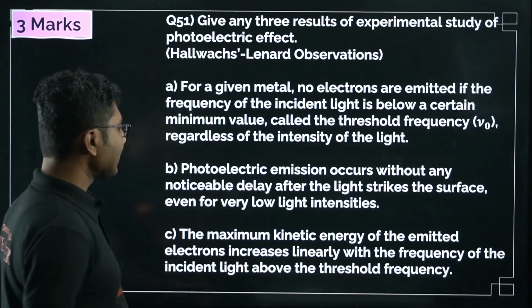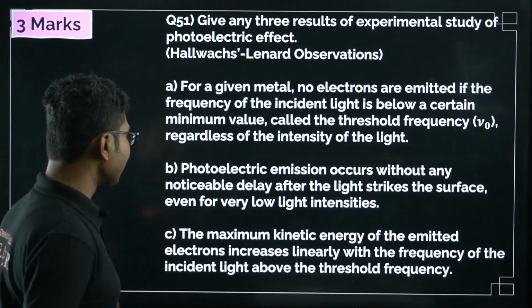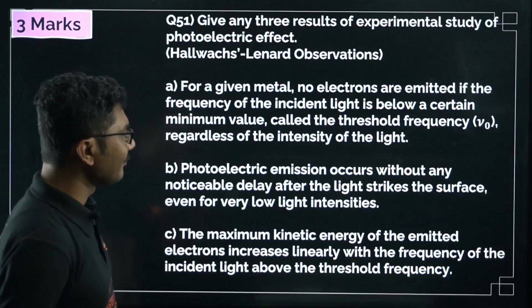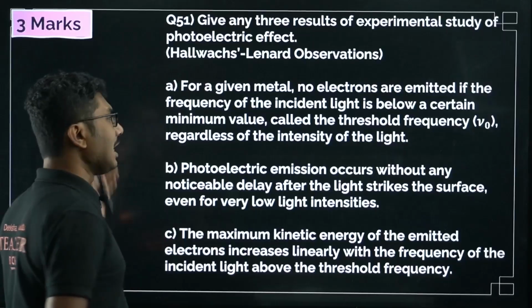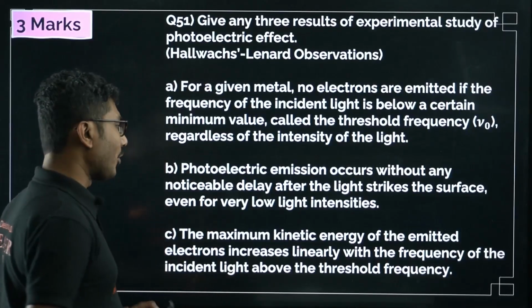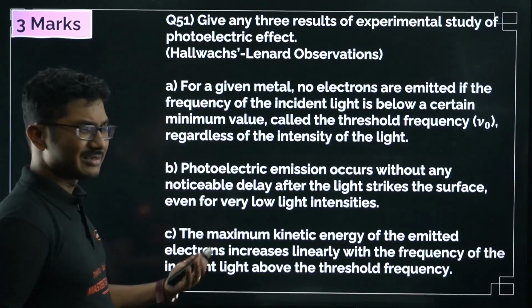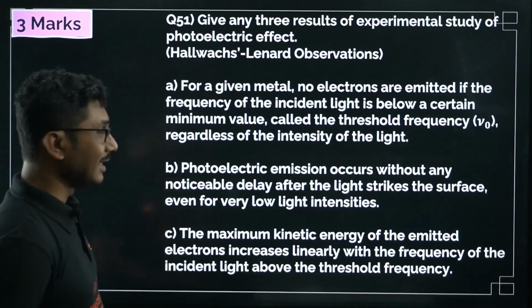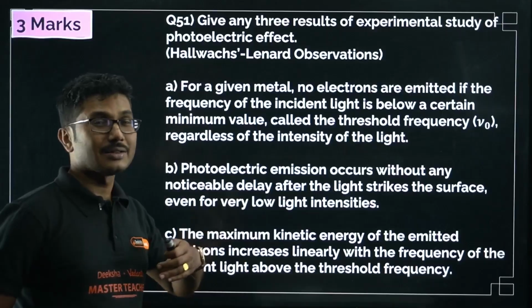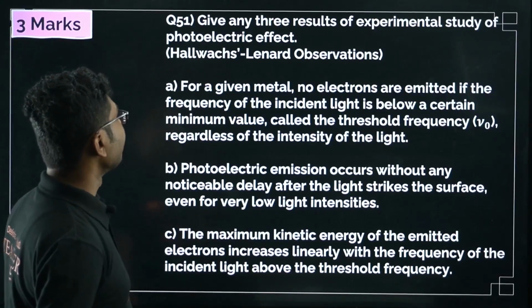The maximum kinetic energy of the emitted electrons increases linearly with the frequency of the incident light above the threshold frequency. These are the 3 very common points, easy to remember: maximum kinetic energy, threshold frequency, and then it is an instantaneous process. So these are the 3 very common observations.